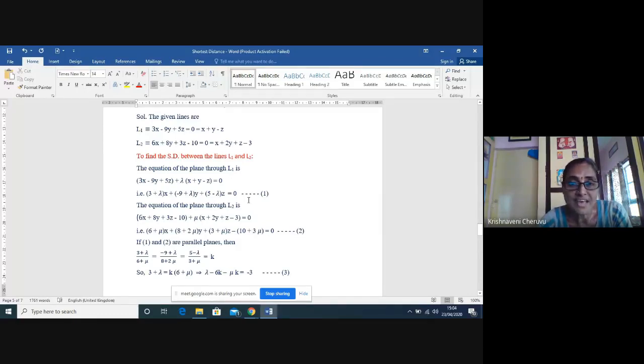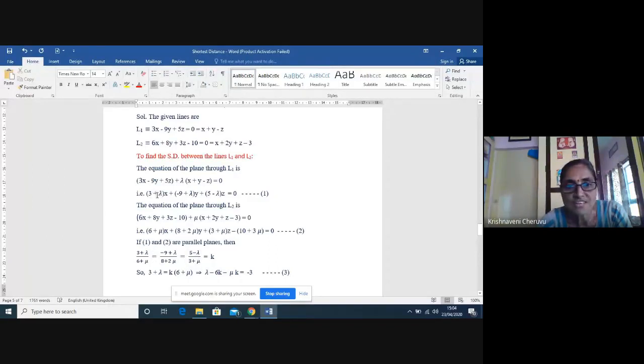So please assume that these two planes are parallel. So when these two planes are parallel, the ratio of the drs of the normals are the same. The drs of normal of the first plane are 3 plus lambda, minus 9 plus lambda, 5 minus lambda, whereas the drs of the normal of the second plane are 6 plus lambda, 8 plus 2 lambda, 3 plus mu. So when these two planes are parallel, the ratio of the drs of the normals is the same.